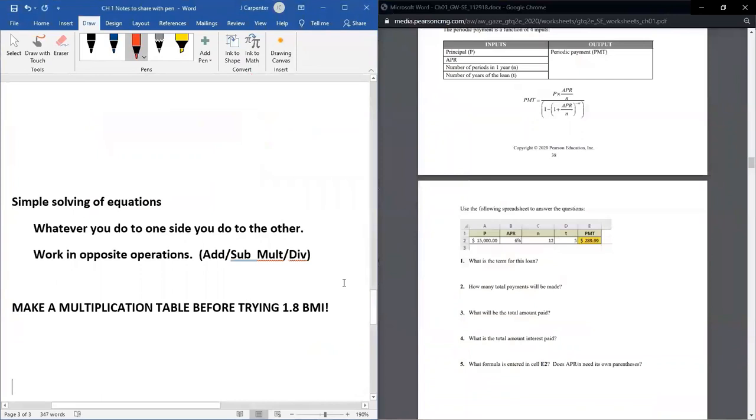Simple solving of equations. This is just basic algebra reminders that we should all be capable of. Again, this is prereq material. Practice if you're rusty with your algebra. With solving equations, the main idea is whatever you do to one side, you do to the other. And you always work in opposite operations, where addition and subtraction are opposite operations, and multiplication and division are opposite operations.